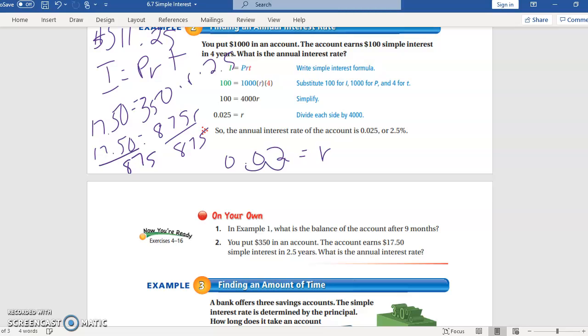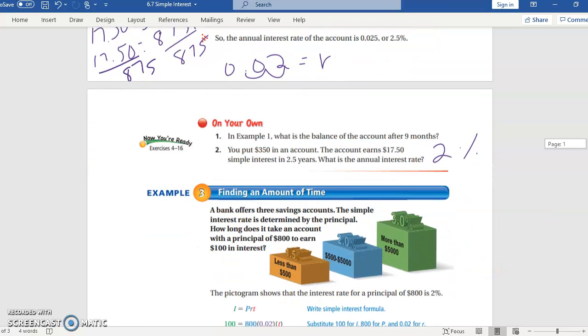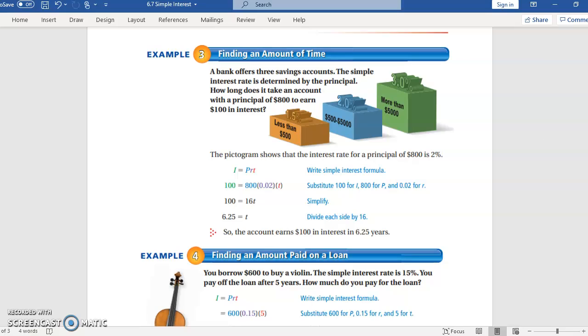0.02 equals R. So I need to convert that over to a percent. So I move my decimal point over 2 spots. So I get 2. So my interest rate would be 2%. Sometimes you'll get like 2.5%, but that one came out as 2. So that's good.